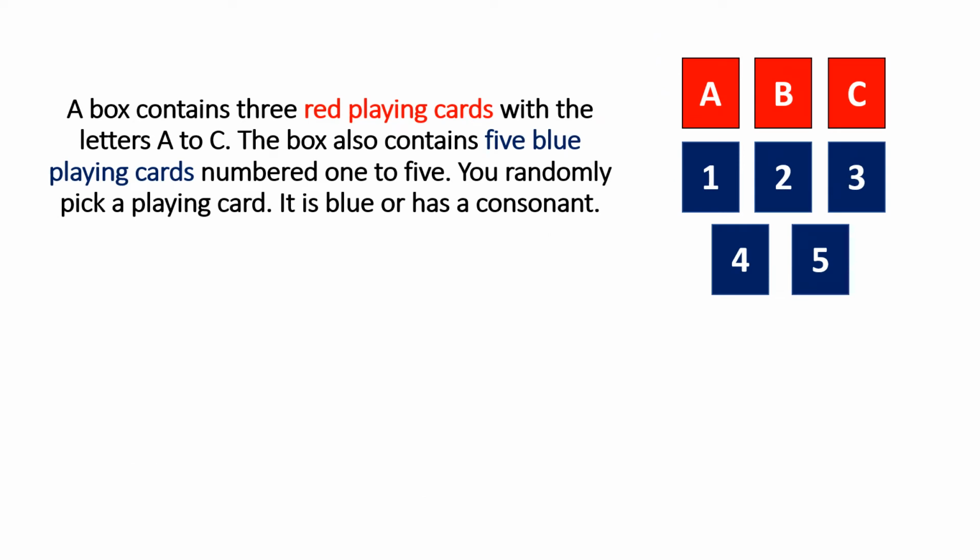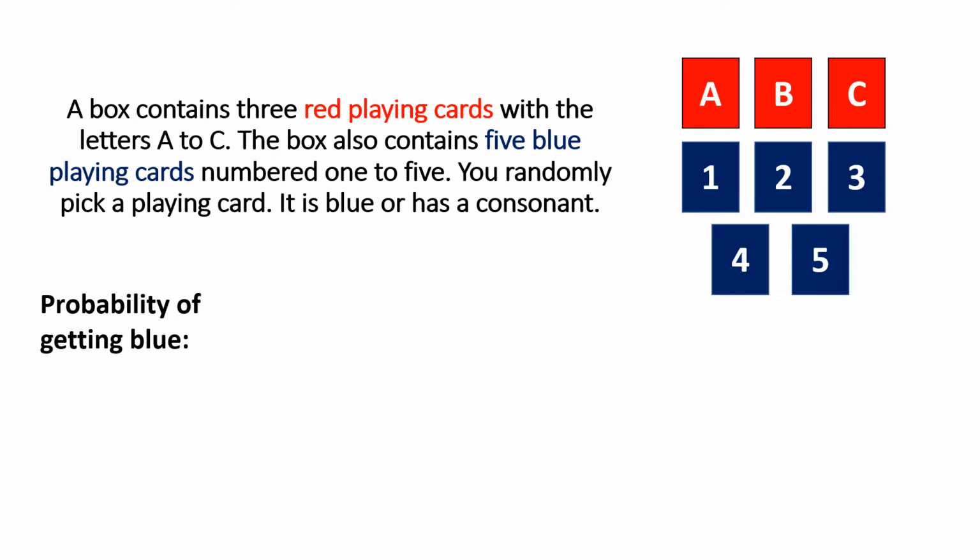A box contains 3 red playing cards with the letters A to C. So, you can see there A, B, and C. The box also contains 5 blue playing cards numbered 1 to 5. You randomly pick a playing card. It is blue or has a consonant. So, ang tanong dito, what's the probability of getting or picking a playing card that is blue or a consonant?